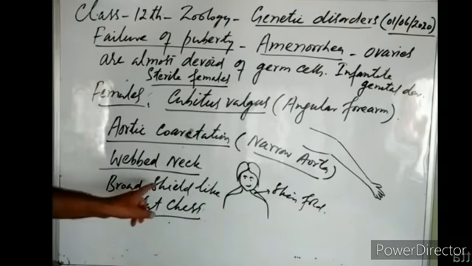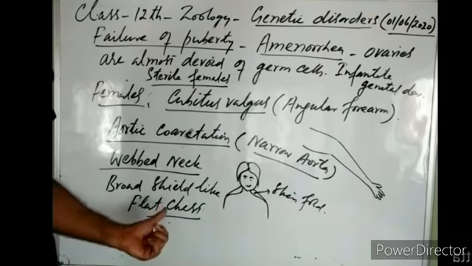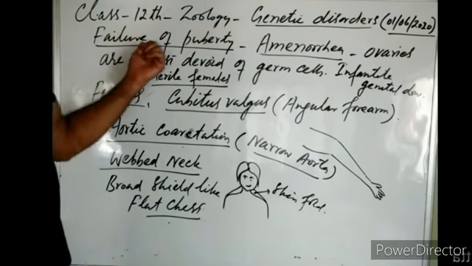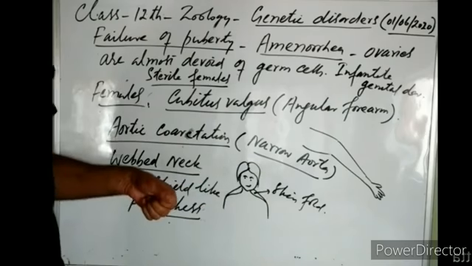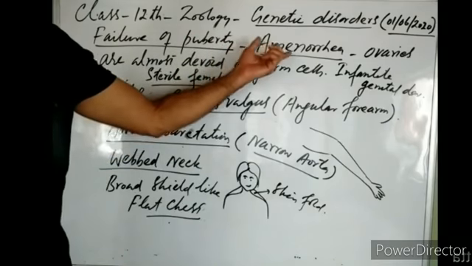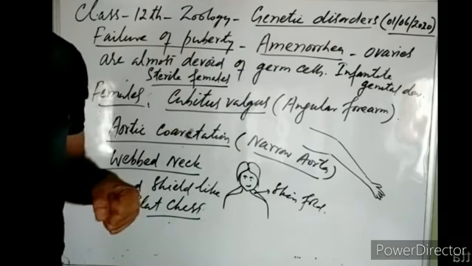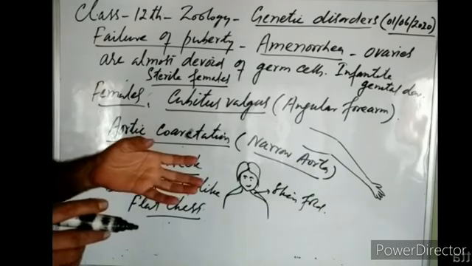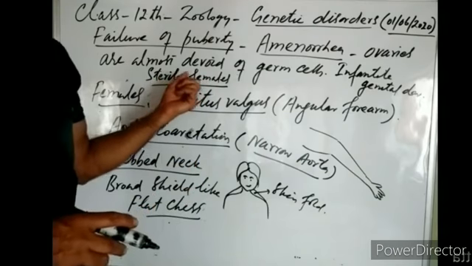They have got a flat, broad, shield-like chest. Their anterior thoracic prominences, the breasts, are absent. They do not develop fully, right? So their chest remains flat. They show failure of puberty. These females never reach sexual maturity. So when they do not reach sexual maturity, their menstrual cycle does not start. So they suffer from amenorrhea. Their ovaries are almost devoid of germ cells. Their ovaries don't have germ cells, or if the germ cells are present, they are very few in number, right? So these females become infertile. So these females become sterile.